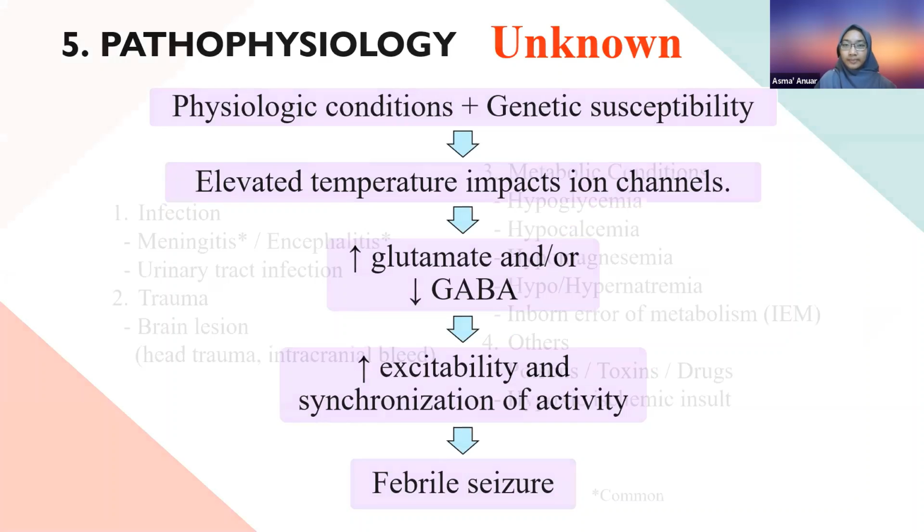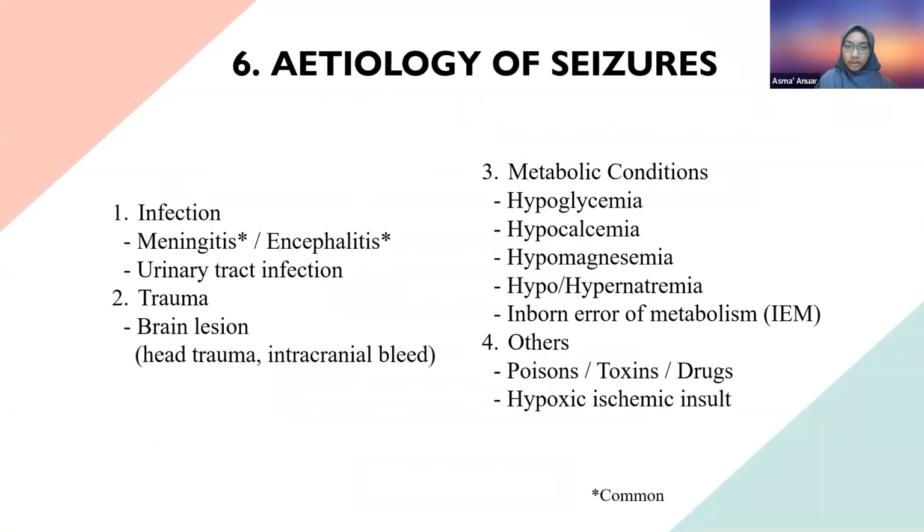So for the etiology of seizures, as I've mentioned earlier, febrile seizure is a diagnosis of exclusion. So it is mandatory to exclude all the underlying etiology of seizures in a child presenting with fever and seizure before making the diagnosis of febrile seizure. And seizure can be due to many reasons. Firstly, infection, and usually viral infection, like meningitis, encephalitis, urinary tract infection.